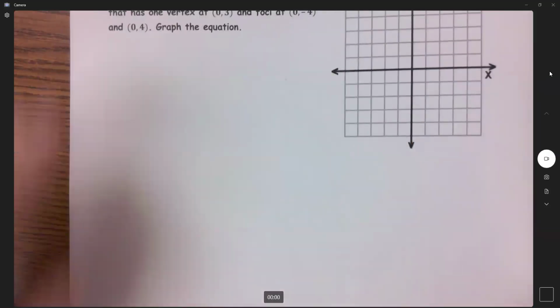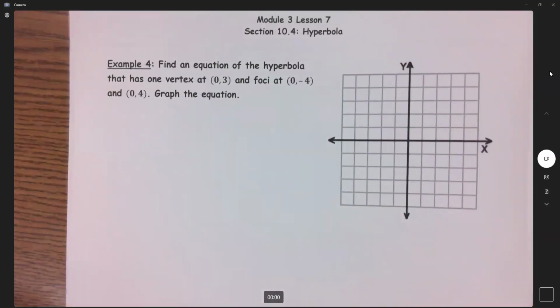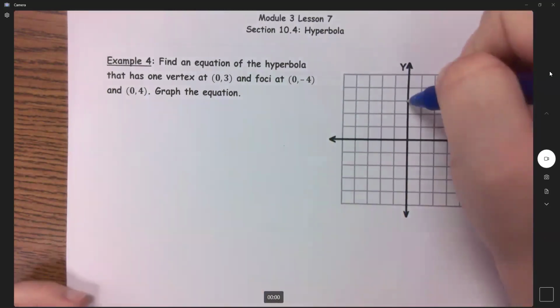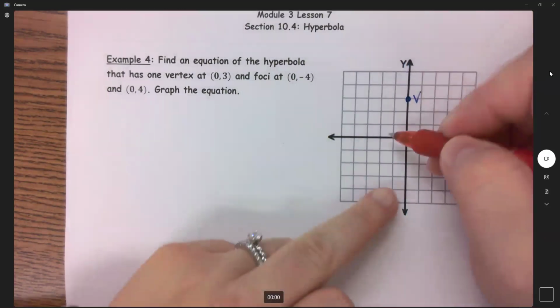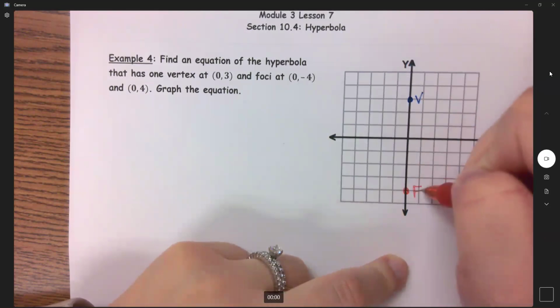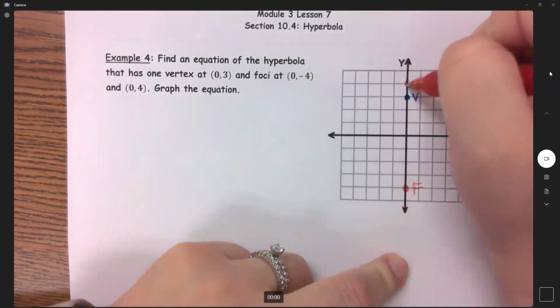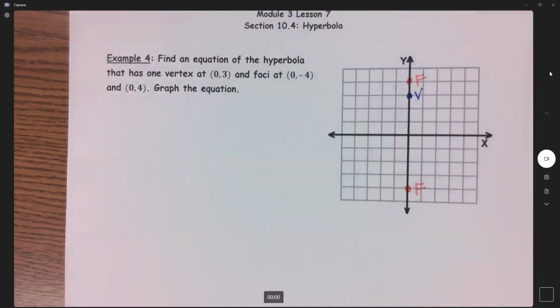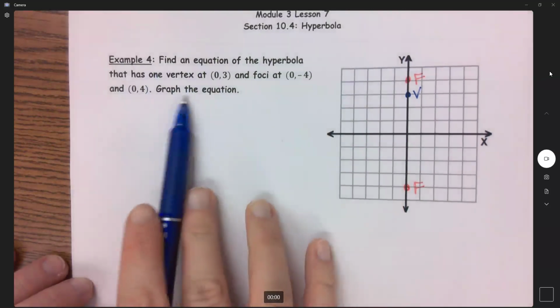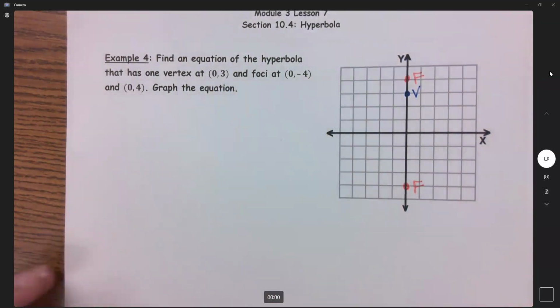Oh, two more examples. Find the equation of the hyperbola that has, let's plot these as we do. Excuse me. Okay, find the equation of the hyperbola that has one vertex at (0, 3) and foci at (0, -4) and (0, 4). Once we find the equation, then we will graph the equation.